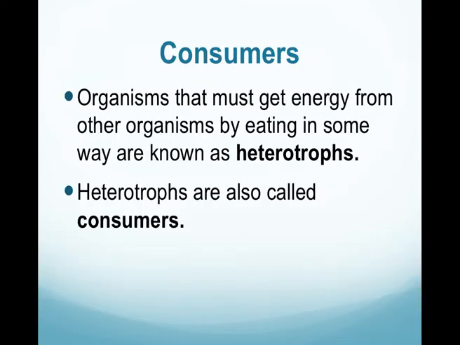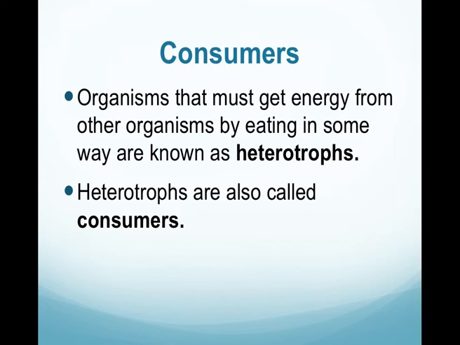Consumers are organisms that have to get their energy by consuming or eating something. These are what we call heterotrophs. Hetero means different, opposite, or outside. So a heterotroph gets its energy from eating or consuming something. So that's why we also call it a consumer. Autotroph, auto means self. So an autotroph is one that can make its own food.